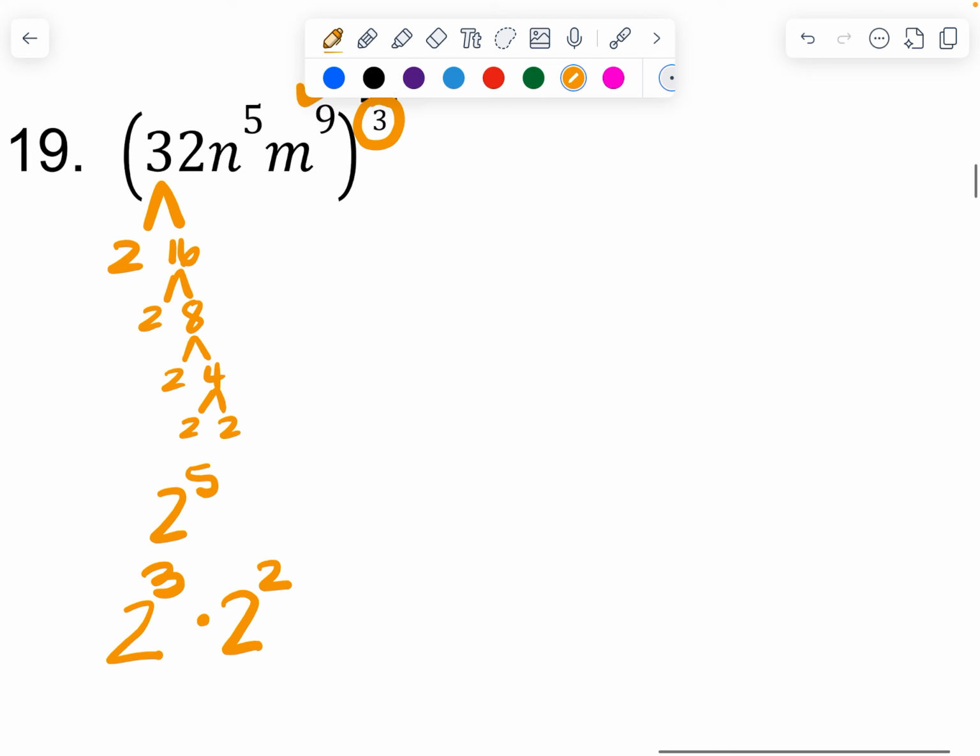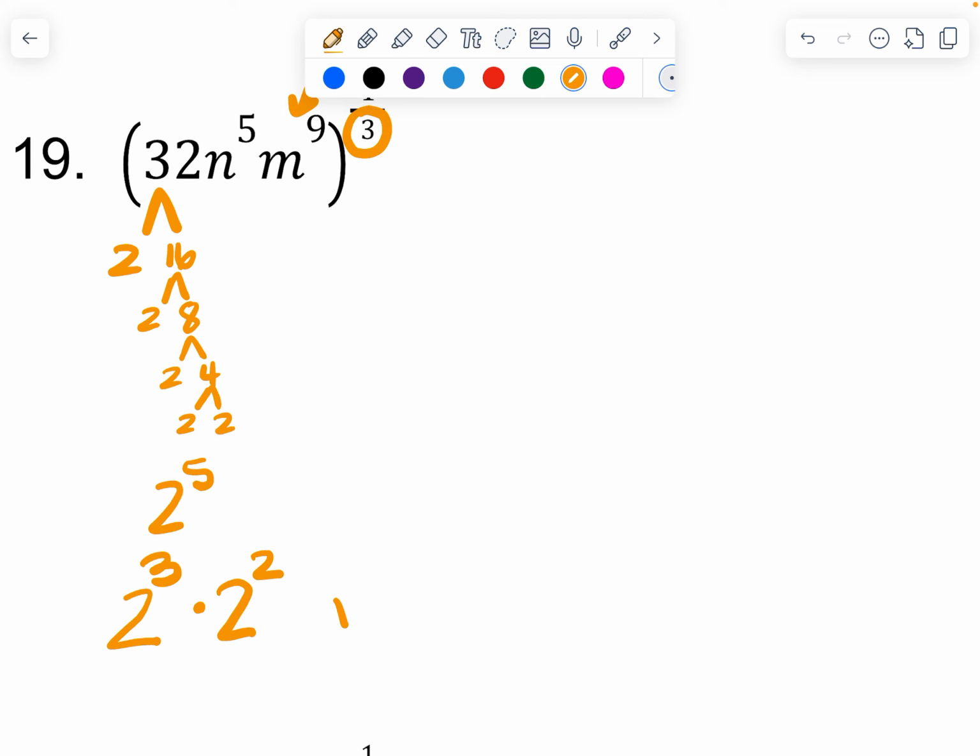So now I have n to the 5th. So I'm going to do the same thing. n to the 3rd times n squared. Because I need my exponent to be divisible by 3. 9 is divisible by 3. So I leave it as is. I take the cubed root. Oh no, I'm not even going to take the cubed root. I'm going to leave it like this.